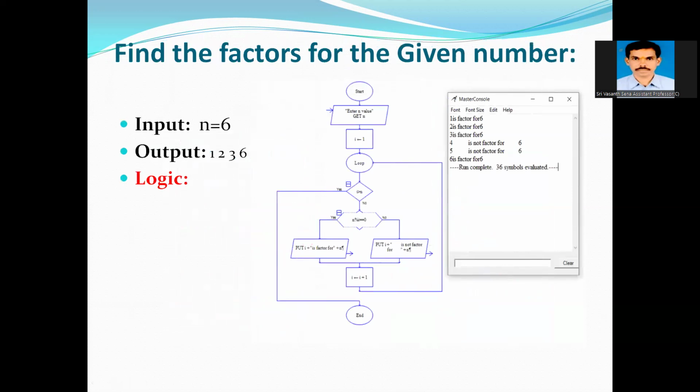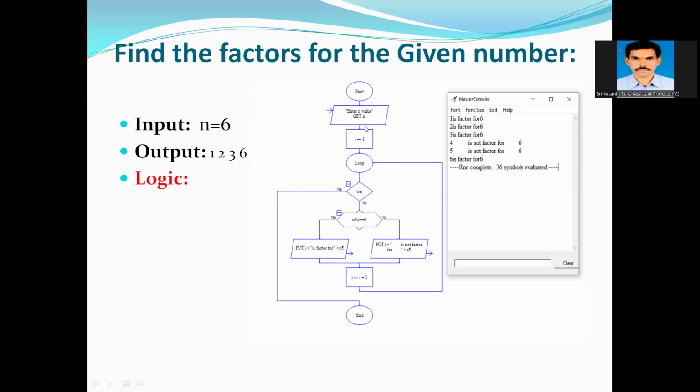The example is to find the factors for a given number. You know mathematics is the backbone of computer science. Suppose my n value is 6. Simply, we know the factors of 6 are 1, 2, 3, 6. We are developing a simple flowchart for it.